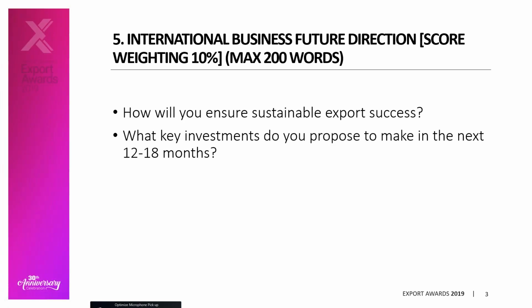Okay, we're almost finished. International business future direction. What they're looking at here is they want to make sure you're still exporting in the next 12 to 18 months. So it's really important here to convince the judges that you're committed to international business and you've invested to ensure that you're here and that you have the capability to sustain your export business.